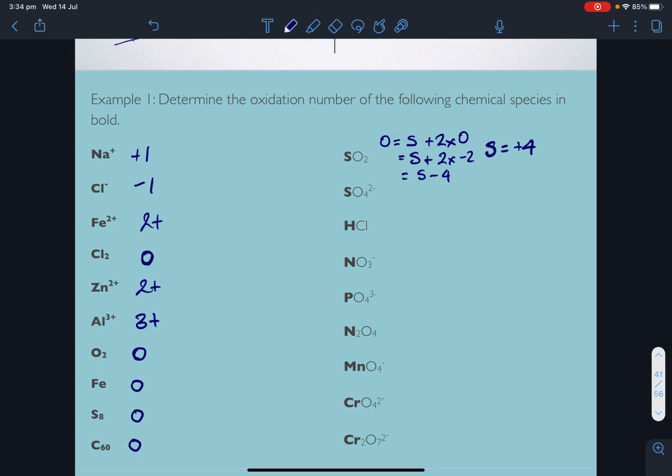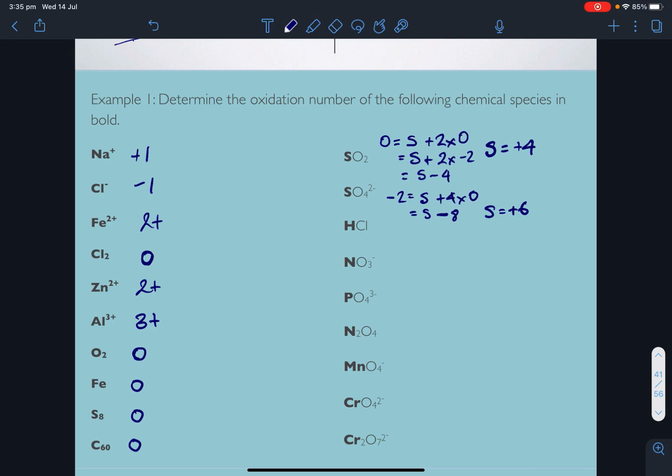Sulfate: the sulfur in sulfate, the charge is -2, and it's going to equal the oxidation number of sulfur plus 4 times the oxidation number of oxygen. Expand it out. The oxidation number of oxygen is -2, so 4 times -2 is -8. Add 8 to both sides. Sulfur has an oxidation number here of +6 for sulfate.